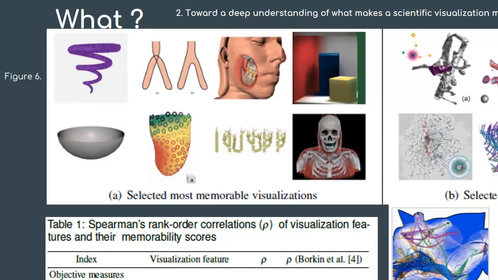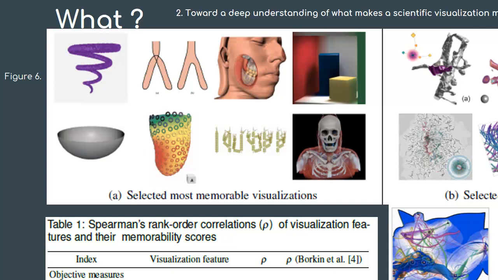For the correlation result in this table here, for the objective measures, you can find that the feature congestion here is negatively associated with the memorability score, which means that if images have more feature congestion, they will tend to have a lower memorability score.